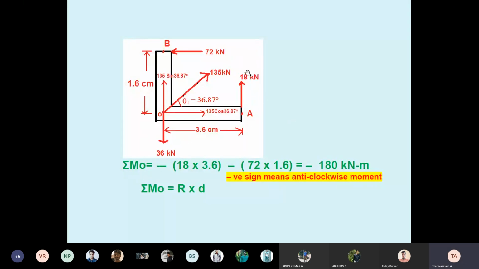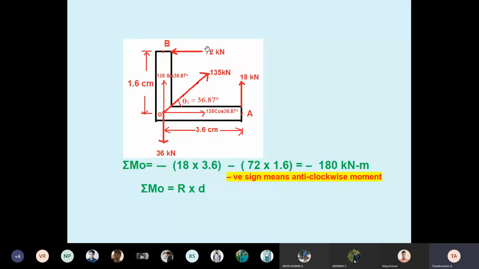You see here the 18 kilonewton. The 18 kilonewton is perpendicular with respect to OA. Students, with respect to OA, the 18 is perpendicular, no? So put your thumb finger at O, and 18 at the index finger. Just rotate. Which direction does it rotate? Anti-clockwise, no? So therefore I put minus 18 into 3.6.